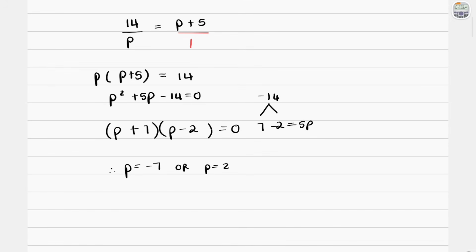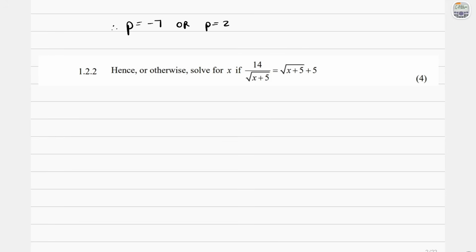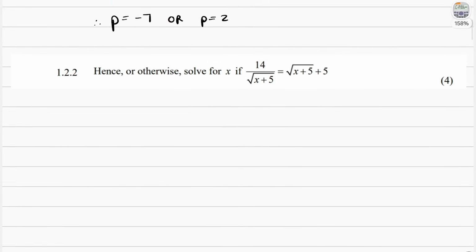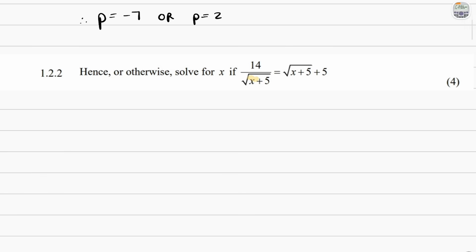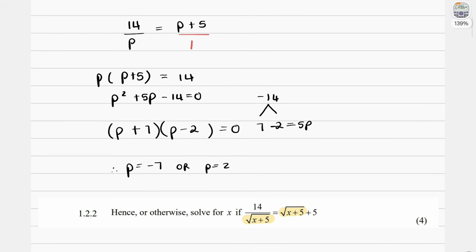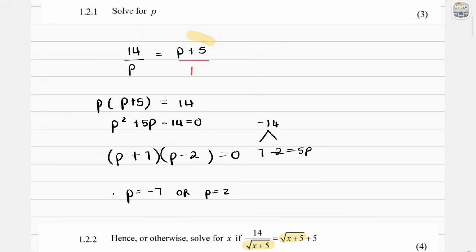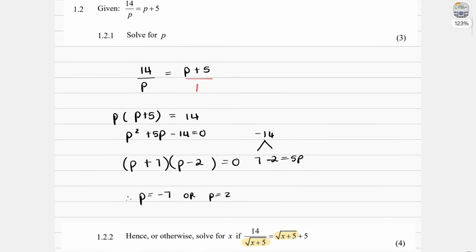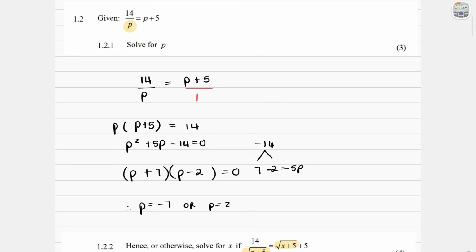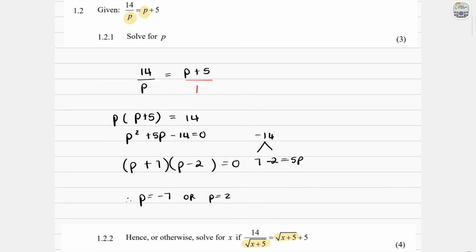Moving on to the next question. Question 1.2.2 says, hence or otherwise solve for x if 14 over the square root of x plus 5 is equal to the square root of x plus 5, plus 5. Does that look familiar? Okay, yes, it looks exactly like the first one. You see how it's still saying 14 over a value, that's the square root of x plus 5, is equal to that same value plus 5. So it means that in this equation, we can just substitute the square root of x plus 5 in place of p.